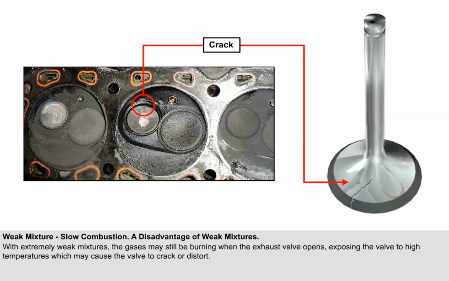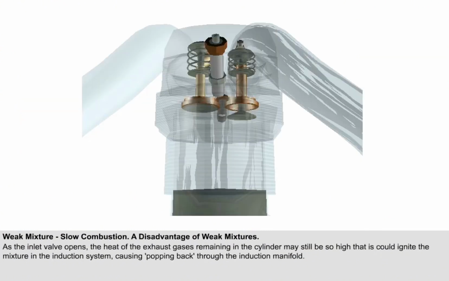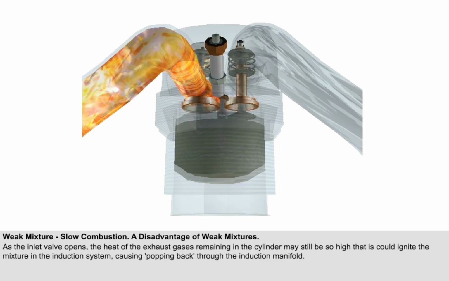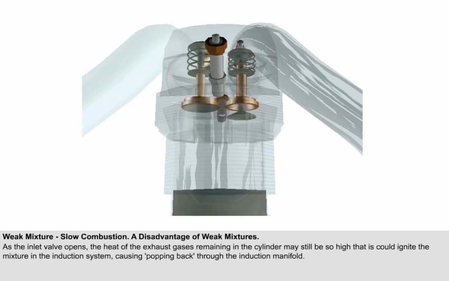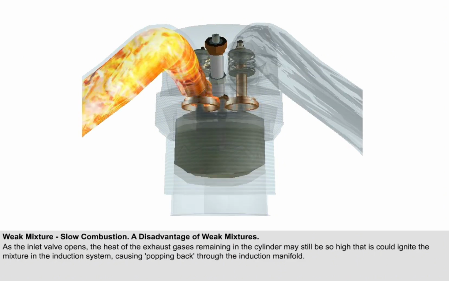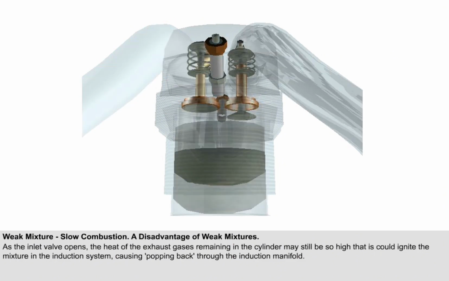With extremely weak mixtures, the gases may still be burning when the exhaust valve opens, exposing the valve to high temperatures, which may cause the valve to crack or distort. As the inlet valve opens, the heat of the exhaust gases remaining in the cylinder may still be so high that it could ignite the mixture in the induction system, and popping back occurs through the induction manifold.